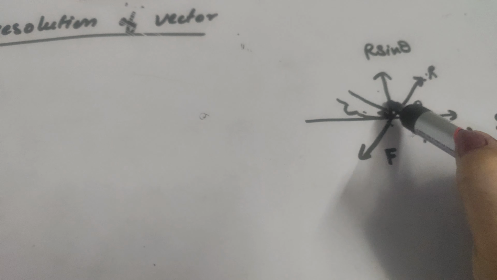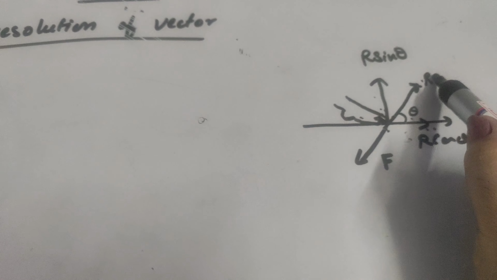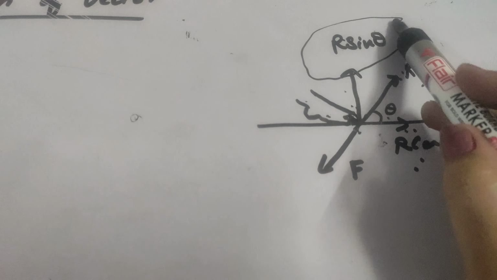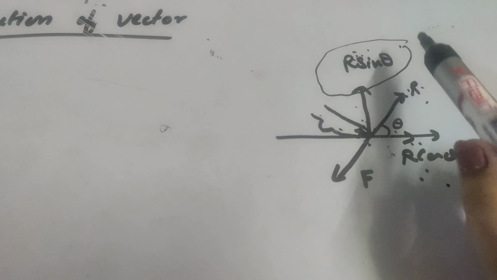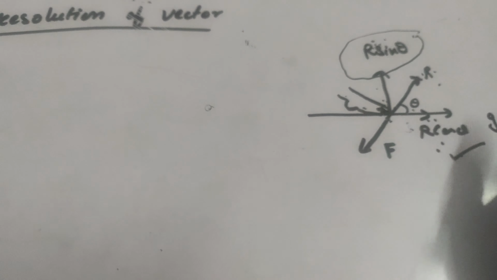See here, since these are 90 degree to each other, so we will say we have resolved. Resolution means we have resolved R in two rectangular components. One is R cos theta and another is R sin theta. Now this vertical component R sin theta is balancing the weight of the man, while this R cos theta component enables him to walk forward.